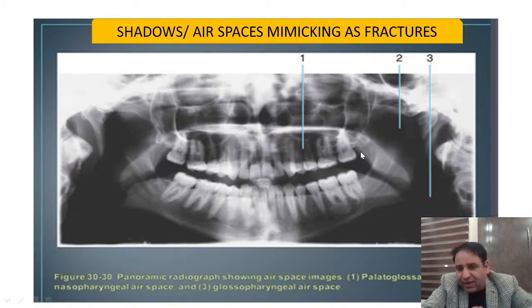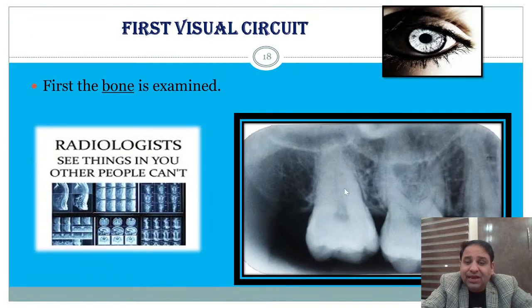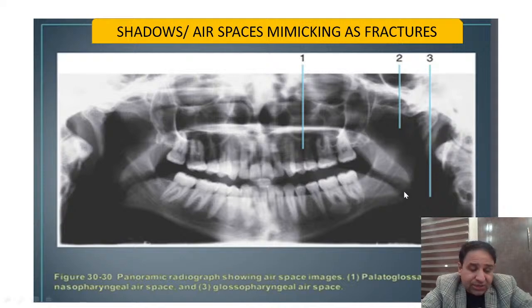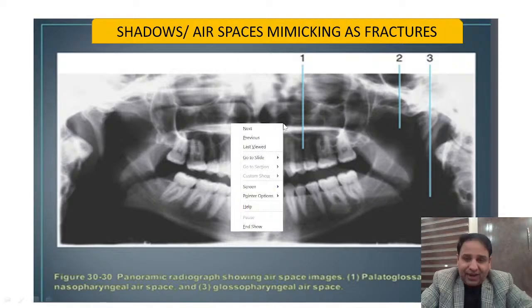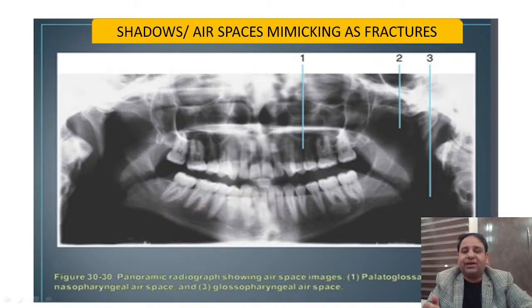And what is crossing the mandible? It looks like fracture lines are there. See, bilaterally when you see the ramus region, it looks as if fracture lines are there. But these are not fracture lines on the ramus. These are air spaces, students. These air spaces which are seen crossing the ramus of the mandible are glossopharyngeal air spaces, again normal. I am repeating it so that you don't get confused.